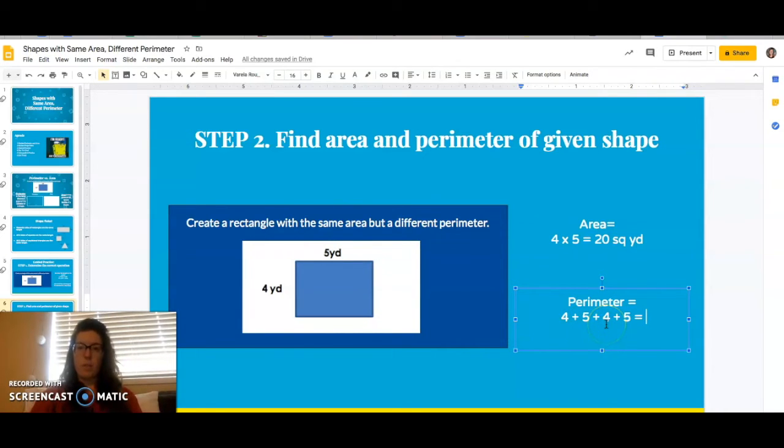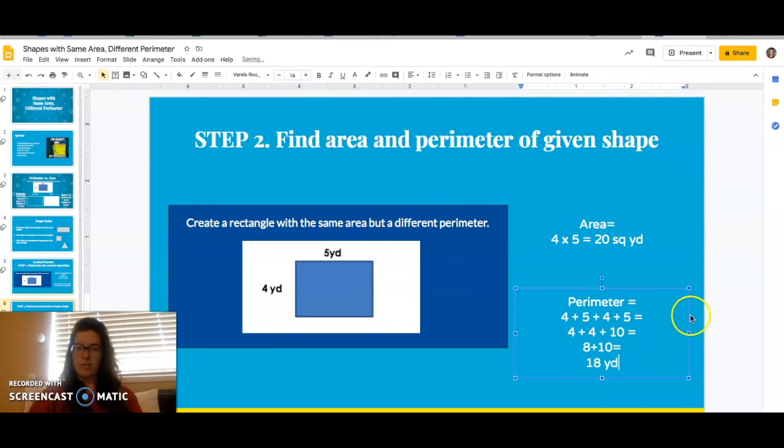Okay, so 4 plus 5 and 4 plus 5. Let's do a 10 here. So 4 plus 4 plus, I put my two 5s together to make 10. And then 8 plus 10. Whoops. It's a little bit bigger here, so I have some more room. And I get 18 yards.